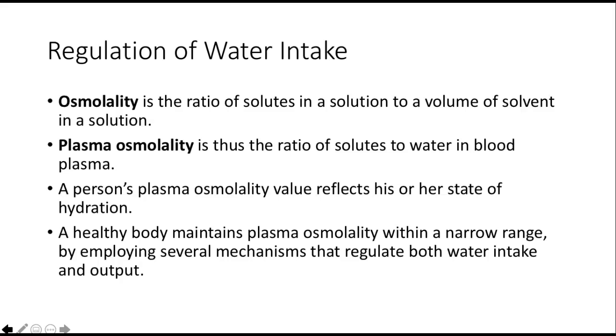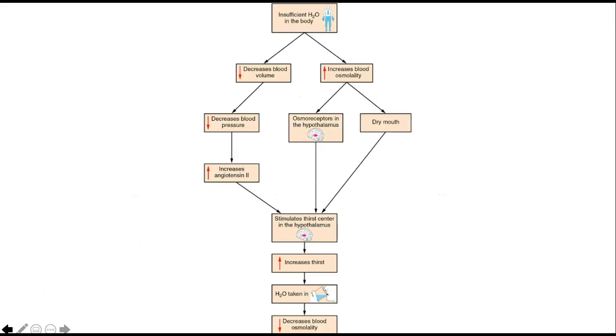If we're going to regulate water intake, there's a few ways in which we do that. So, osmolarity, first of all, is the ratio of solutes in a solution to a volume of solvent in a solution. And by that note, plasma osmolarity is the ratio of solutes to water in blood plasma. A person's plasma osmolarity value reflects his or her state of hydration. A healthy body will maintain plasma osmolarity within a narrow range by employing several mechanisms that regulate both water intake and output. So, let's talk about how the body does that.